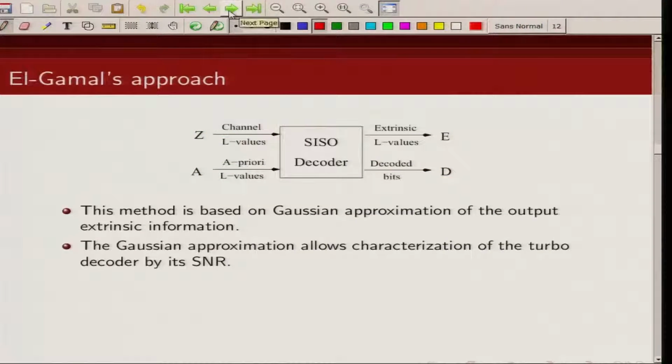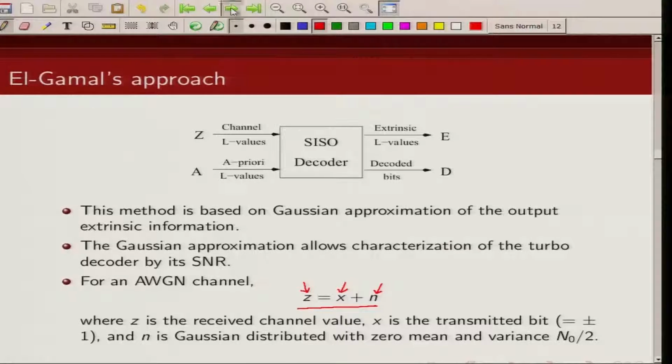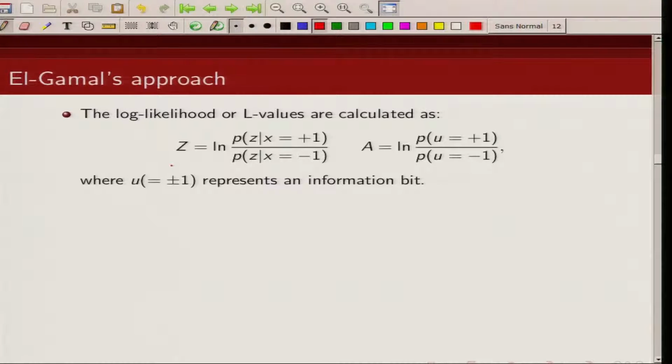If I take a hard decision on that, what I get is my decoded bits. Now, we are using this Gaussian approximation. So, assume we have one Gaussian channel. If X was my modulated signal and N is my Gaussian noise, then what I receive is Z. Now, the likelihood ratio of Z, we can write it like this. Similarly, the L value of the a priori information, I can write it like this.